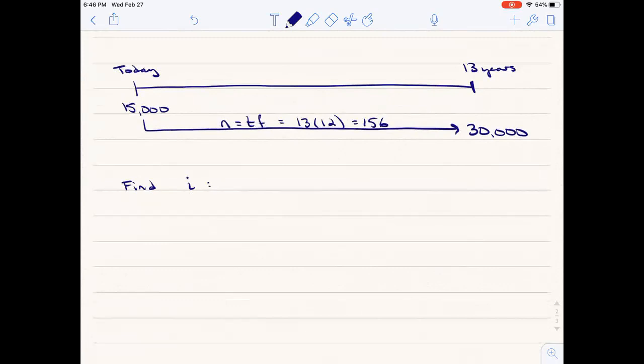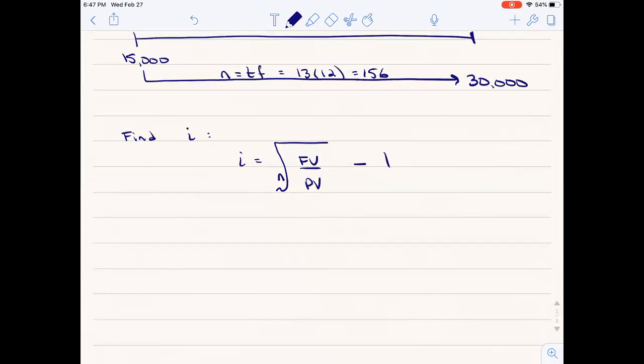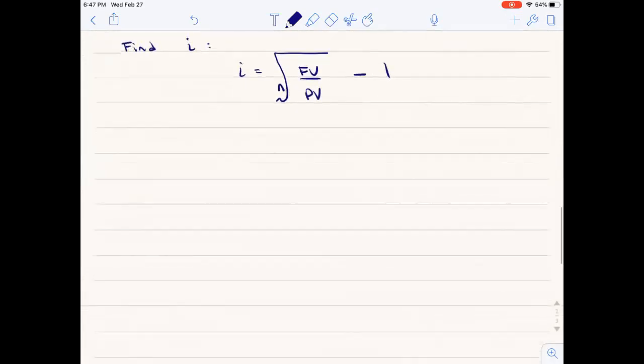So we can use the formula that's on your formula sheet. I is the nth root of the future value over the present value, all minus 1. You don't want to forget that minus 1 because it's going to make a huge difference. You'll see in a little sec. So we'll start by plugging in the values and then see what we have to do.